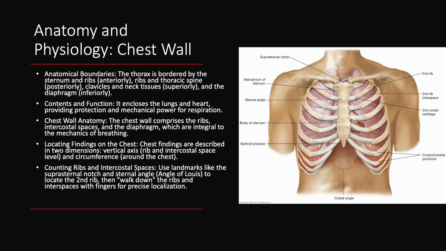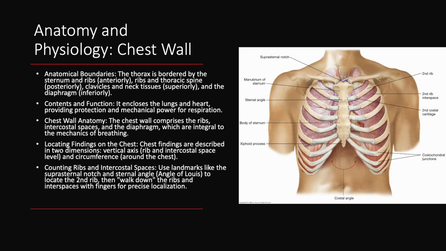All right, so jumping right in, we have the anatomy and physiology of the chest wall. When we start to assess our patients, there's so much information that we can see just from that thoracic cavity and up, okay? So what are the anatomical boundaries that we're looking at when we're talking about the chest wall? The thorax is going to be bordered by the sternum and ribs anteriorly, okay? And the thoracic spine posteriorly. All right, the clavicles and neck tissue superiorly, and then the diaphragm inferiorly, okay?